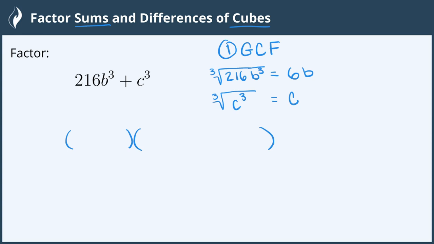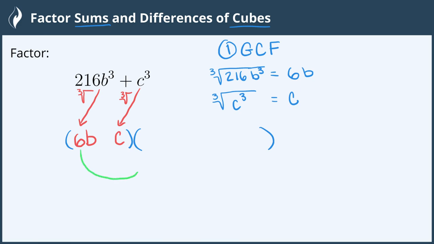So we factor this by finding the cube root of the first one, and this goes into the first term of the binomial, and then we do the cube root of the second term, which goes into the second term of the binomial. So we take the cube root of 216b cubed, which we found is 6b, and the cube root of c cubed, which is c, and we'll fill in all of the signs afterwards. Now let's go ahead and fill in the trinomial.